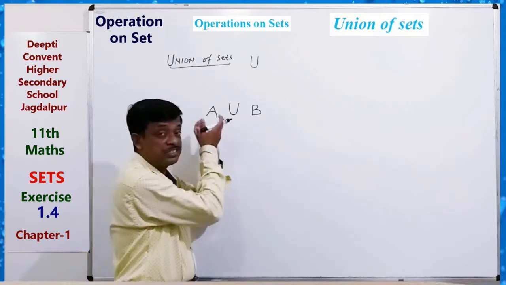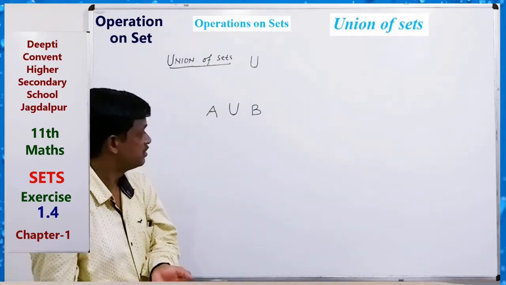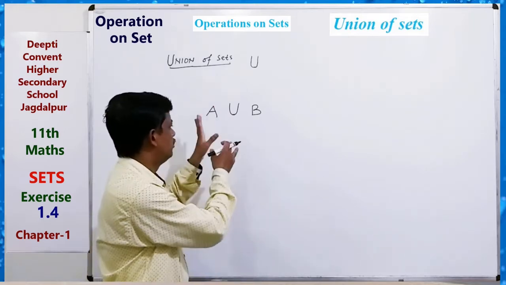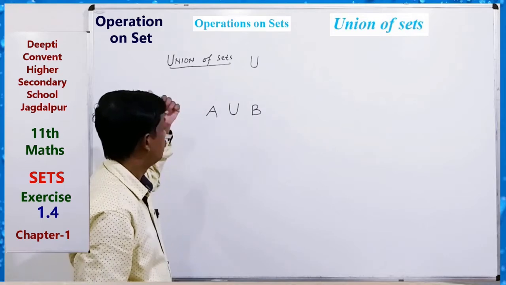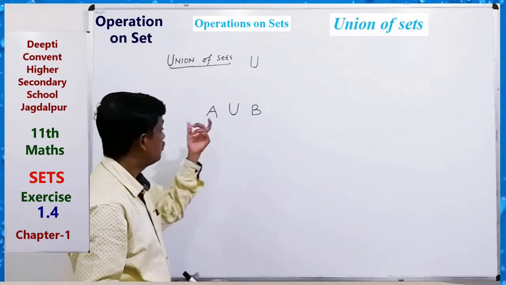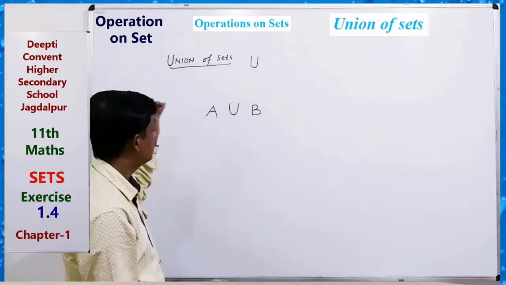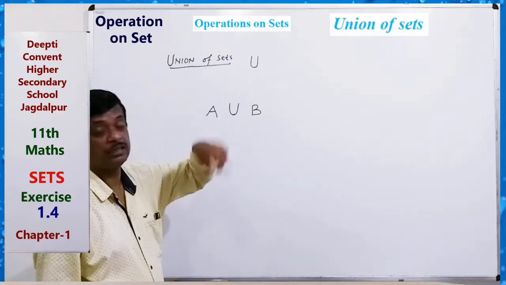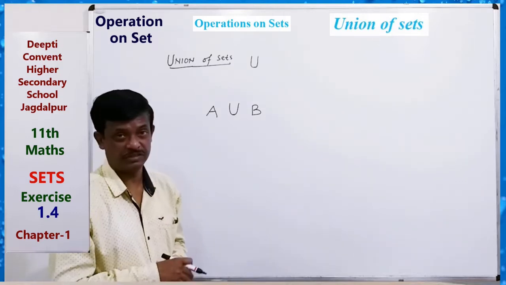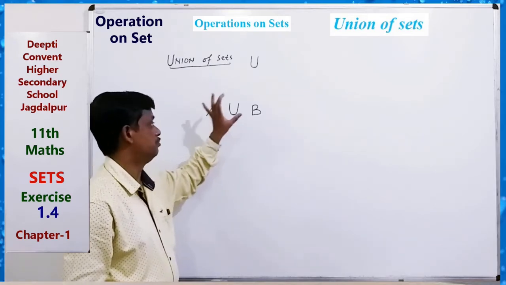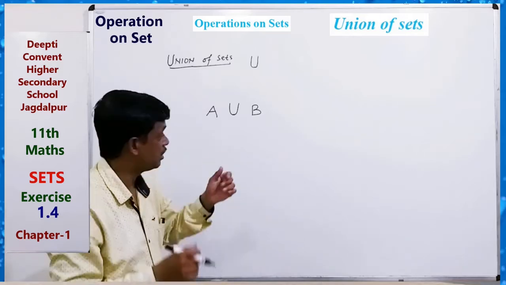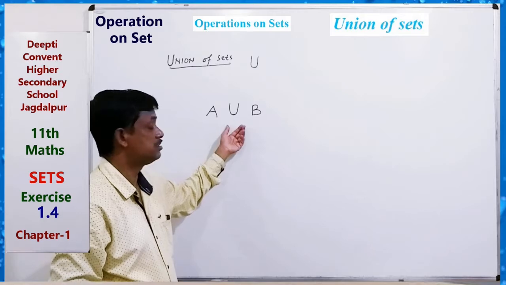A union B is a new set which contains all those elements which belong to A and also all the elements of B. In other words, A union B is a new set containing all those elements which are either in A or in B. There may be some common elements, but we will write those elements only one time. So the union of two sets is a new set containing all the elements of A and all the elements of B, with common elements written only once.